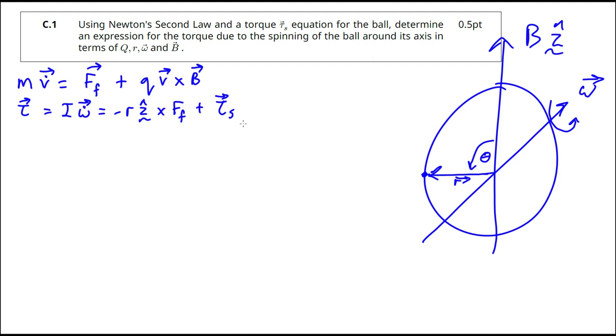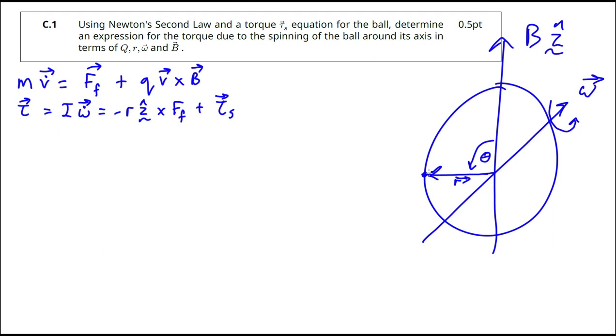So we're going to have to take that magnetic force and figure out all the points where it's acting on the ball, and we're going to integrate that up to get tau S. So let's give this a go. Just before we do, there's a couple of things that I thought I'd point out.